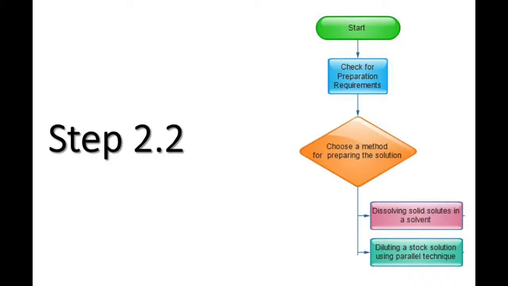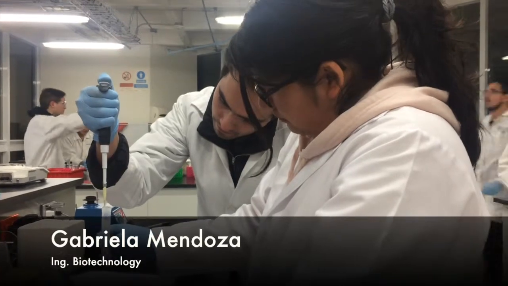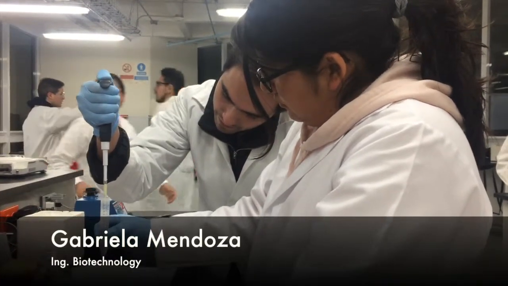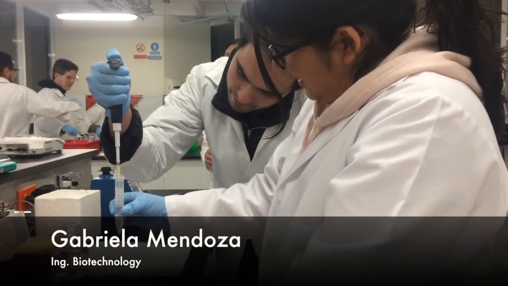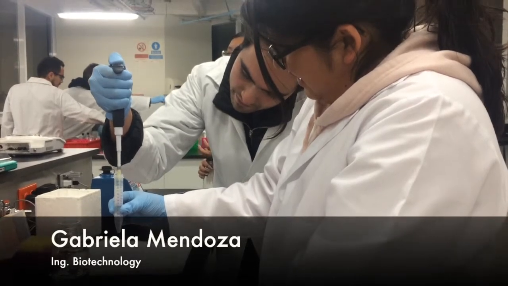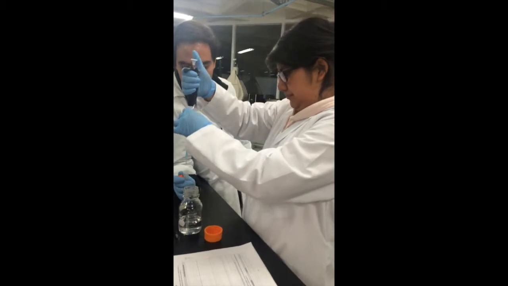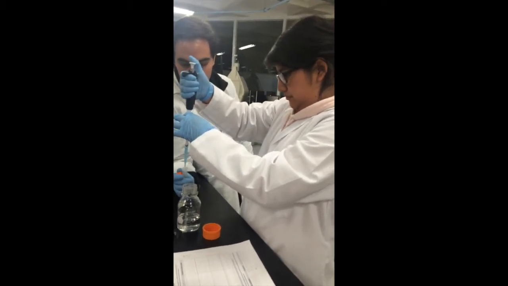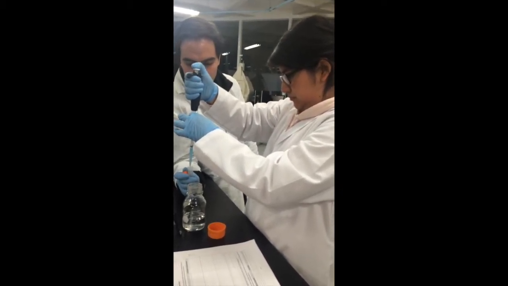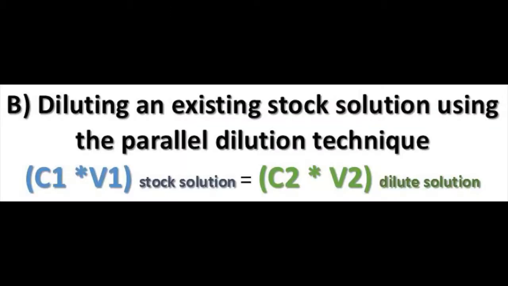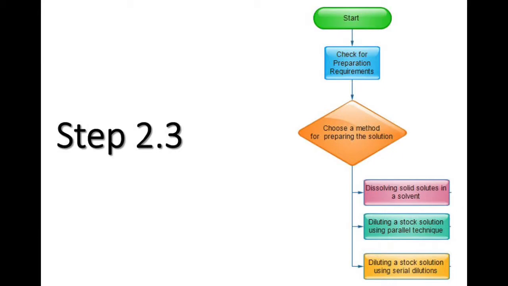Diluting an existing stock solution using the parallel dilution technique. When preparing solutions, if you want to prepare several solutions with different concentrations, it is often easier to dilute an existing stock solution. One way to dilute a stock solution is by using the parallel technique. Use the following formula to calculate the amount of stock solution needed for each dilution.